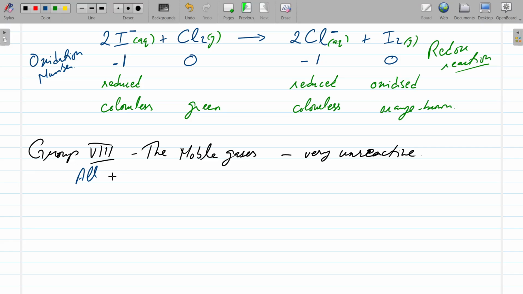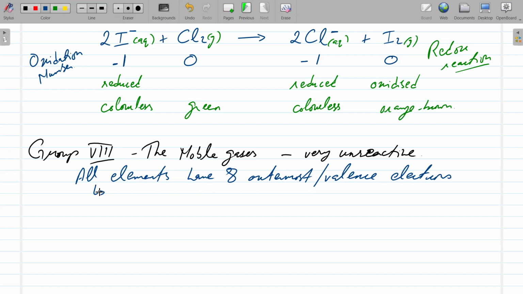8 outermost or valence electrons. Helium has 2 because it only has the first shell, which can accommodate just 2 electrons. That is the stable configuration. So having 8 outermost electrons is what the atom wants.